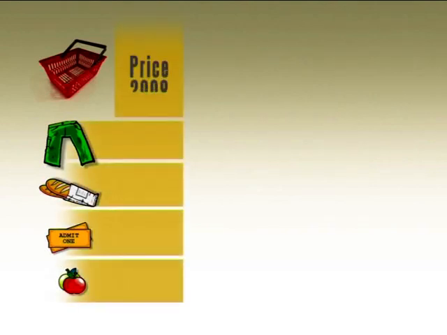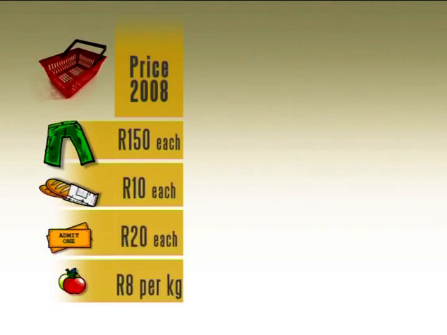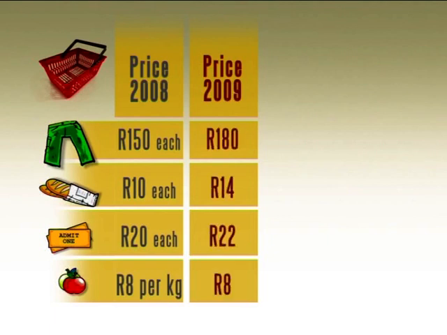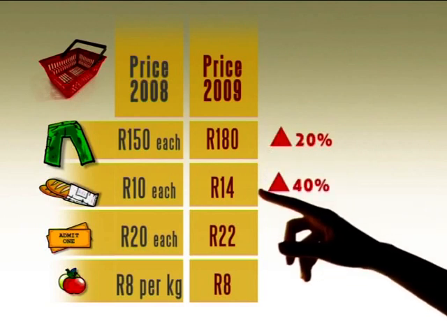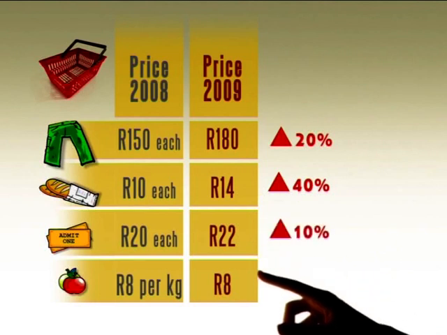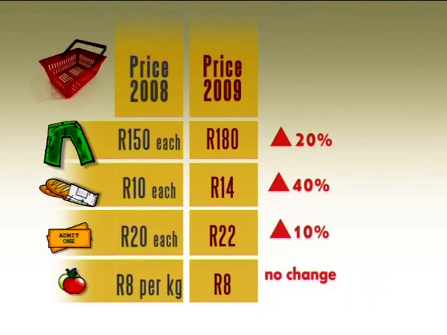Now, column 2 lists the price of these goods as they were in 2008, and in column 3, the price as it will be in 2009. Well, you can see the price of trousers increased by 20%, the price of bread went up 40%, the price of a movie ticket by 10%, and there was no change at all in the price of apples.